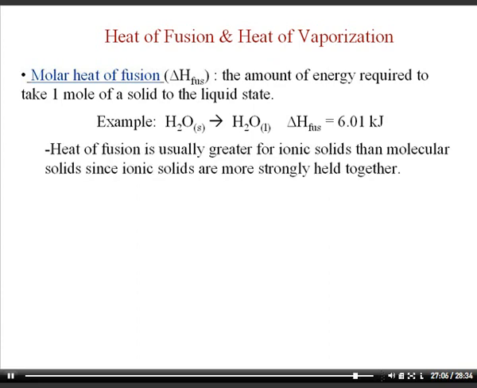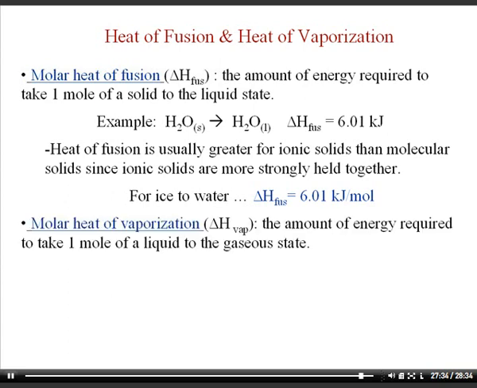of ice. So the heat of fusion is usually greater for ionic solids, so if you're trying to melt table salt, it's going to be a heck of a lot higher than if you're melting molecular solids like water, because the ionic solid bonds are a lot stronger, and so when you're trying to break those ionic bonds to liquefy salt, it's going to be a lot tougher to do. For ice to water, I already wrote that down at 6.01 kilojoules per mole.